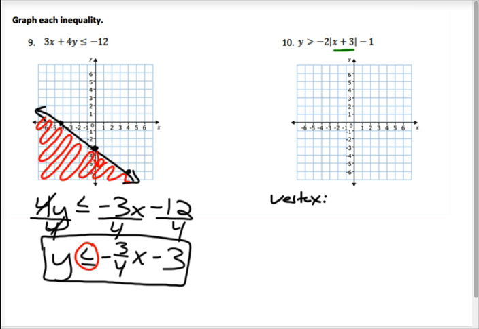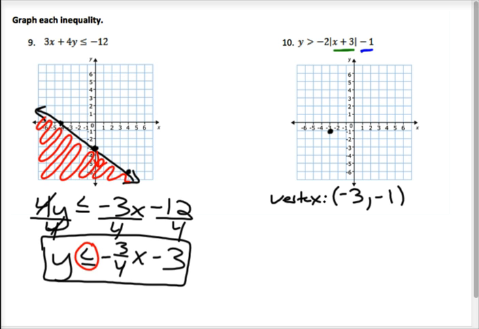That plus 3 that's there, what is happening is a shift to the left. Remember, plus means left. And that down 1 motion is shifting my graph down. So my vertex is at -3, -1. So it'll be right there.